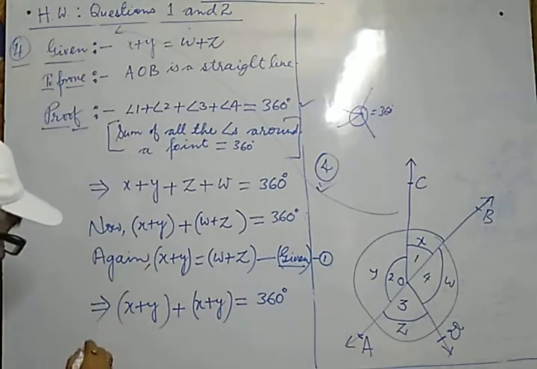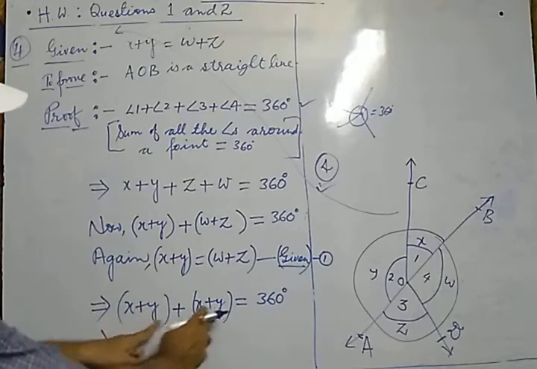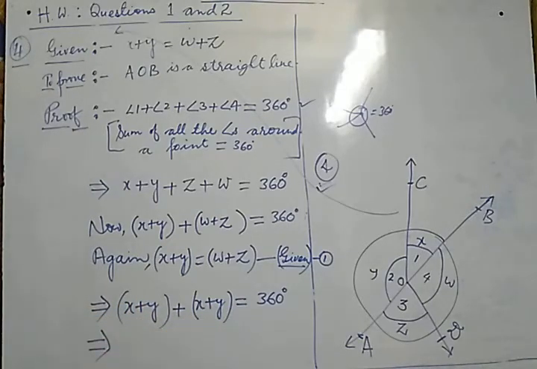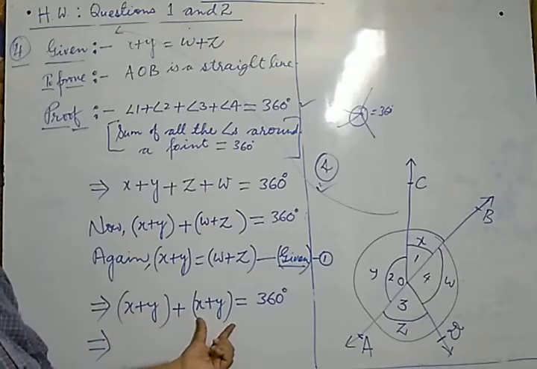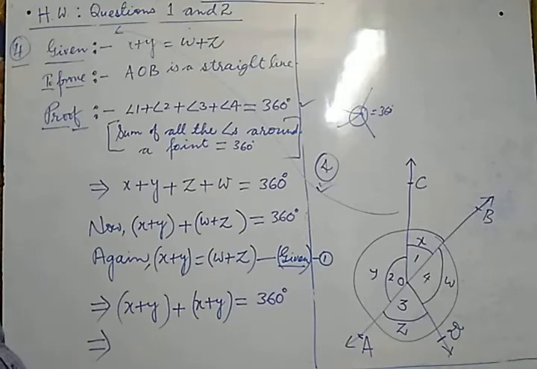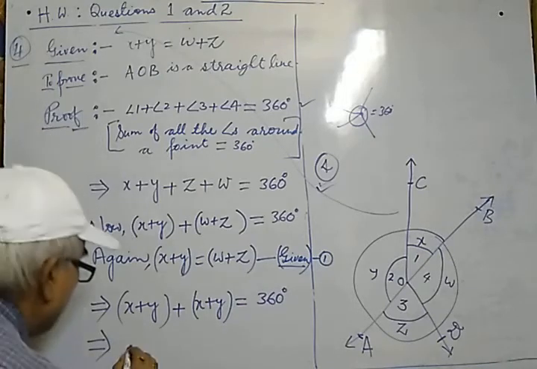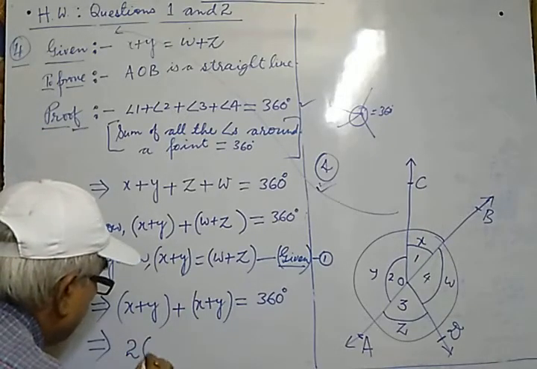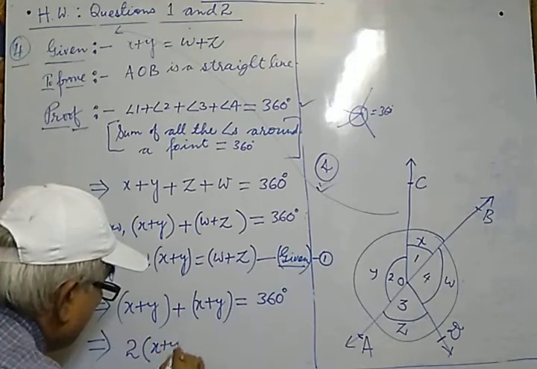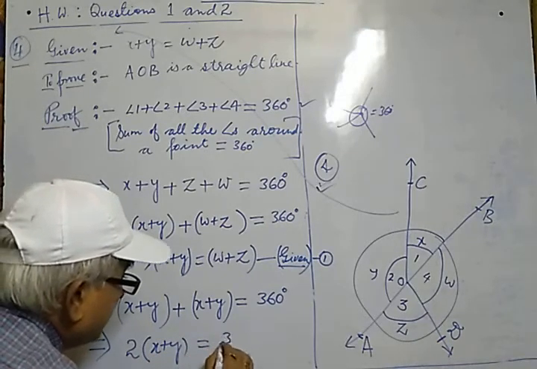Now see, this implies the same thing here, the same thing here, the same thing is added. So what will be the result? It will be twice x plus y. One time x plus y, two times x plus y. So what will be the total sum? So this will be 2 times, inside bracket, x plus y equal to 360 degree.